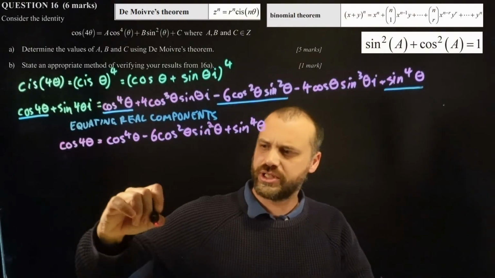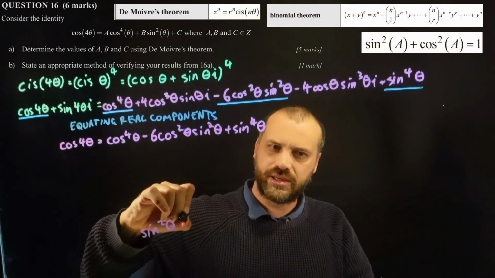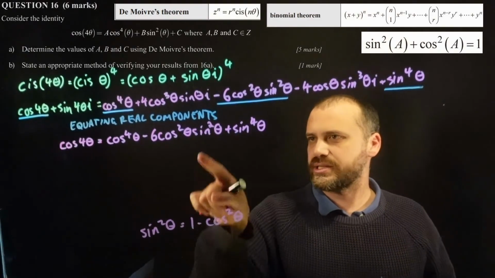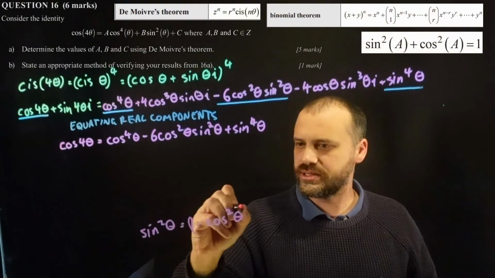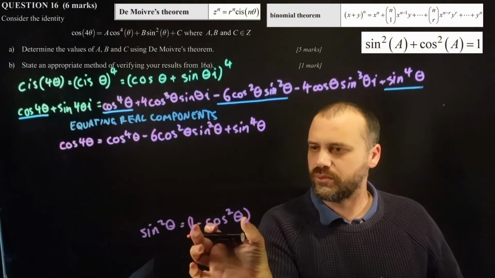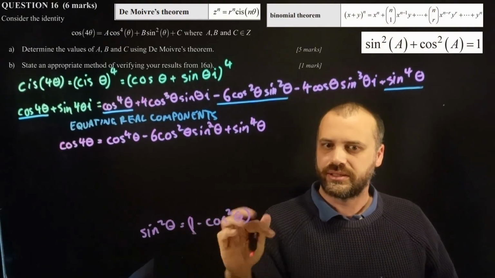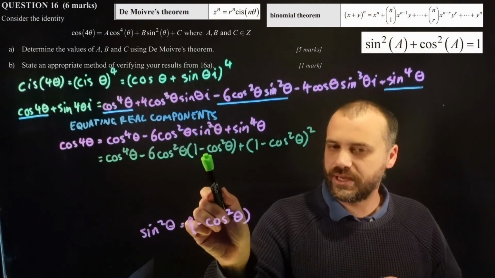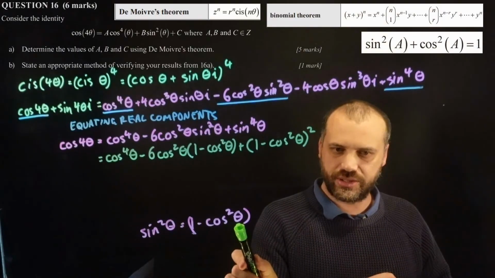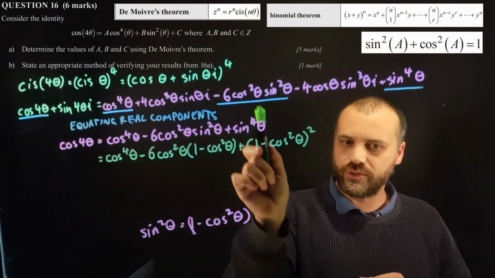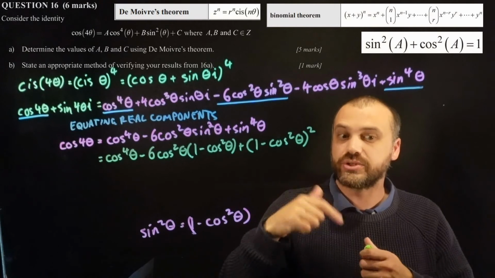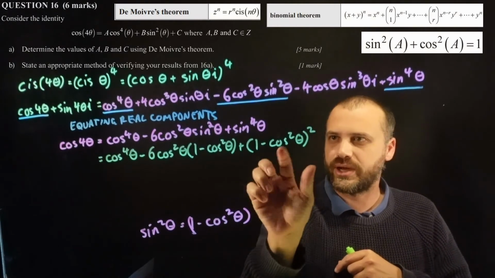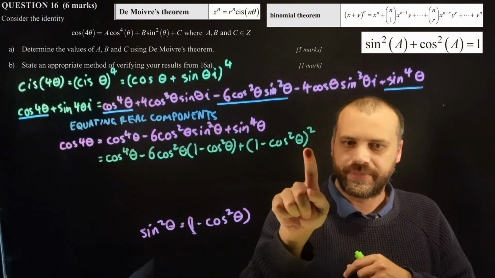I can just rearrange that as sine squared theta equals 1 minus cos squared theta. So I'm just going to replace that with this, and I'm going to replace that with 1 minus cos squared theta, squared. Might be getting a little hard to follow here. Our sine squared theta becomes 1 minus cos squared theta according to this identity, and our sine 4 theta is the same as sine squared theta squared. And sine squared theta is this, and then we square it. So this is equal to that.